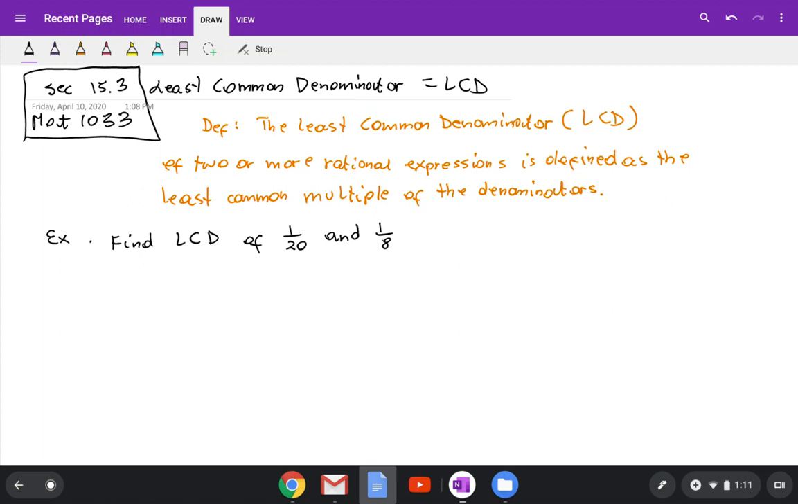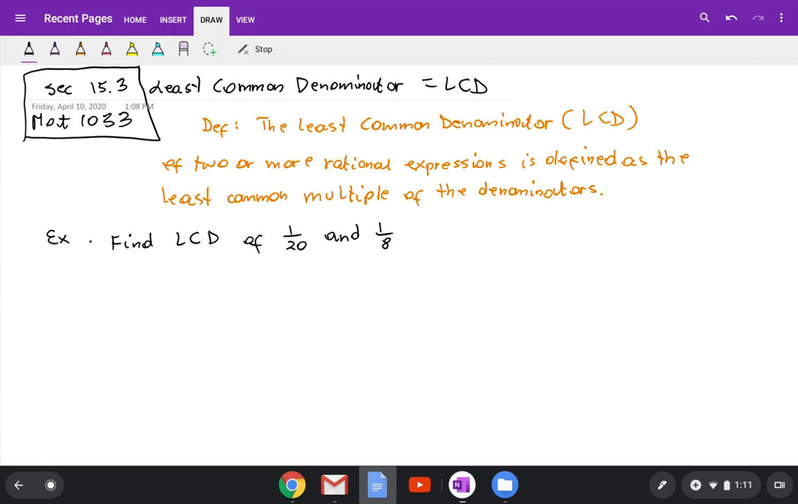By the way, why are we learning that? Because soon, in the next section, we'll be adding rational expressions. To be able to do that, we need to get them having the same common denominator. And we want to pick only one, which means we want to pick the least common denominator.